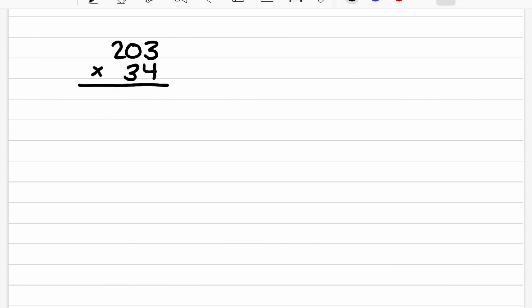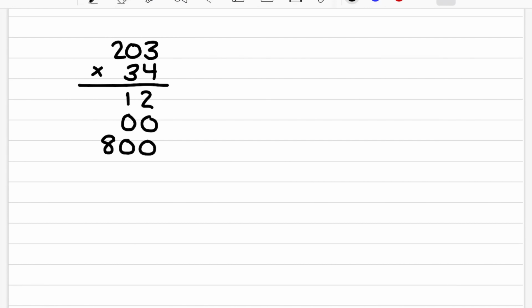So remember when you're doing multiplication with large numbers to make sure you're keeping everything in the right place value. So 3 times 4 is 12. 3 times 0... 4 times 0 is 0. 4 times 200 is 800. So make sure that you're keeping this as 800 and not 80 or 8.